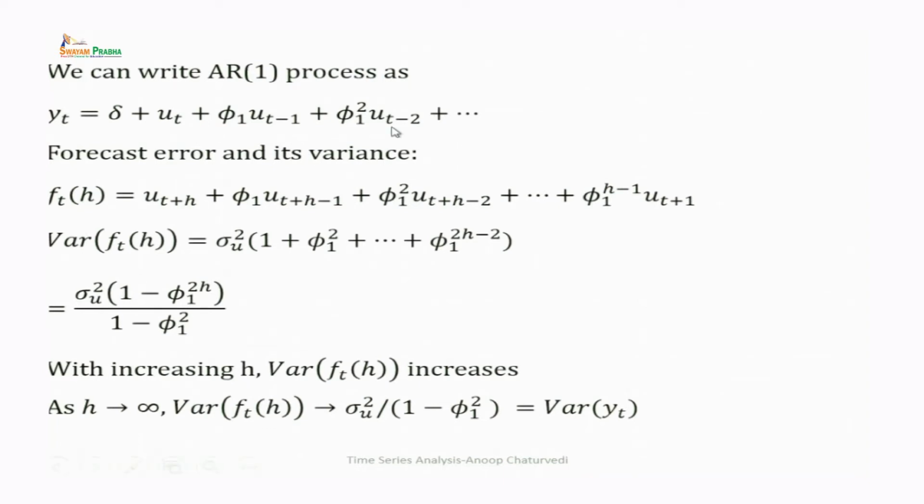Again, you can write the AR1 process as y t equal to delta plus u t plus phi 1 u t minus 1 plus phi 1 square u t minus 2 plus so on. So, you can write it as a moving average process of infinite order. Then forecast error and its variance are, say forecast error is f t h equal to u t plus h plus phi 1 u t plus h minus 1 plus so on plus phi 1 square u t plus h minus 2 plus so on plus phi 1 to the power h minus 1 u t plus 1.